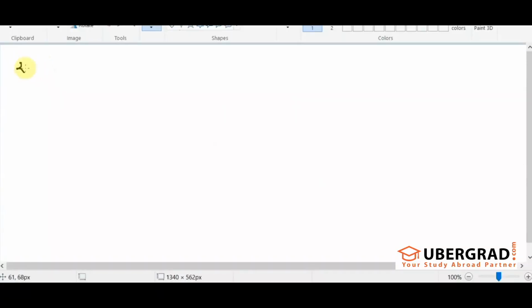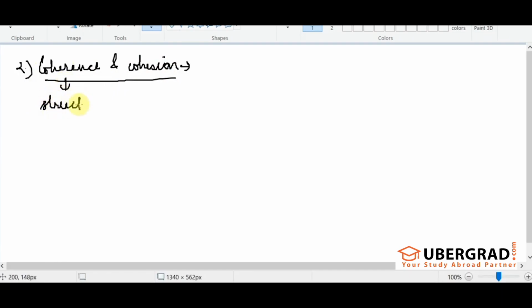So that was task response. The second parameter that we have is known as coherence and cohesion. To put it in simple words, you can say that coherence is the structure or organization of your answer, whereas cohesion is the flow of your answer.